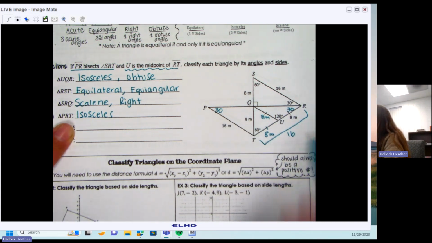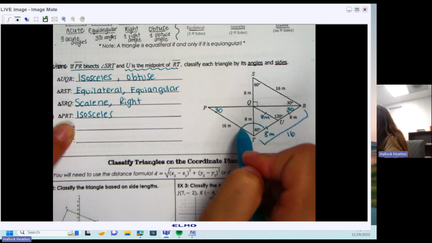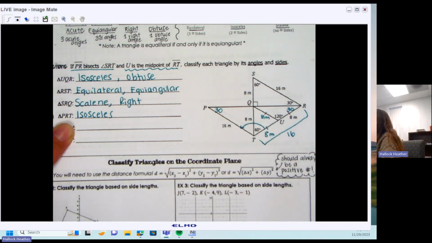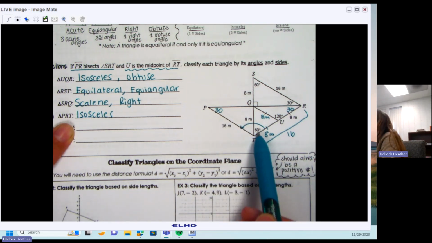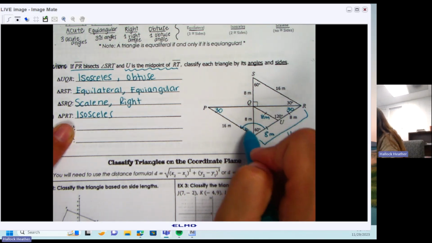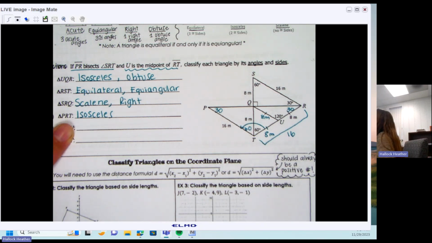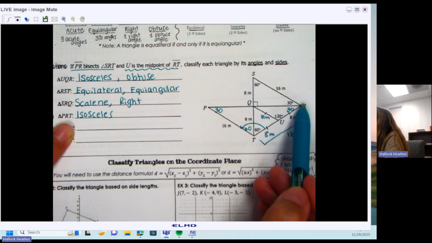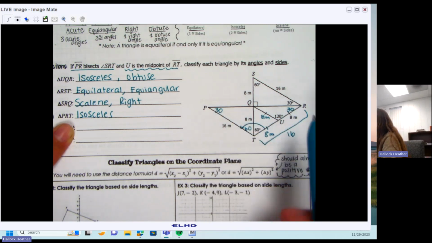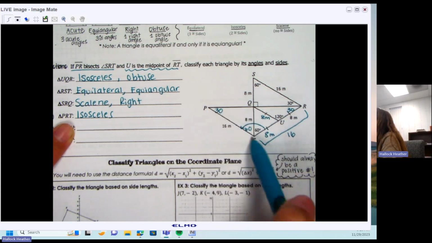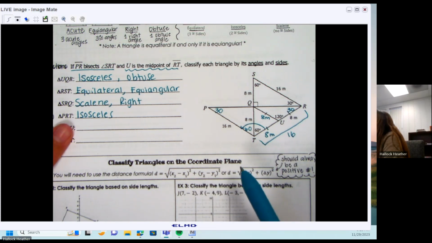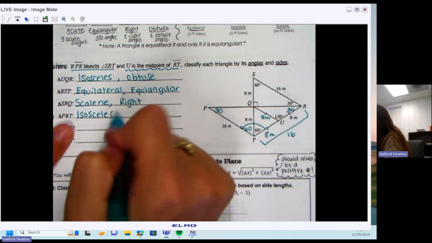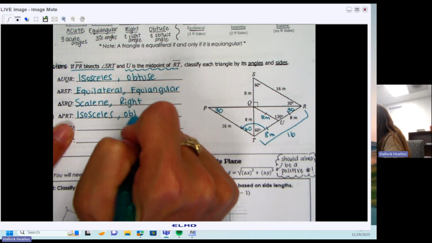What do you think this whole bottom angle would be in total? Not 60 in total, 120, because this is 60. This would also be 60. So if that angle is 120 degrees, would this triangle be an acute triangle, an equilateral triangle, or an equiangular, sorry, a right or an obtuse? Obtuse, because I have one obtuse angle. I have that 120.